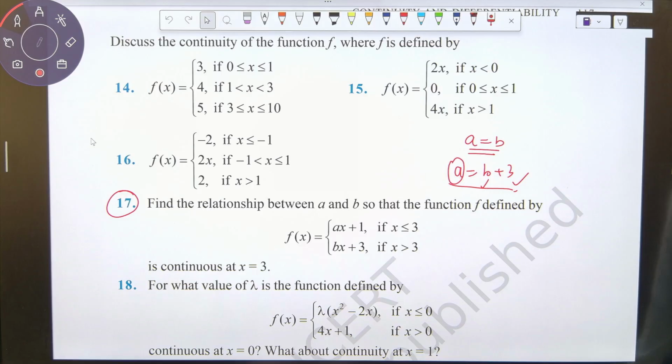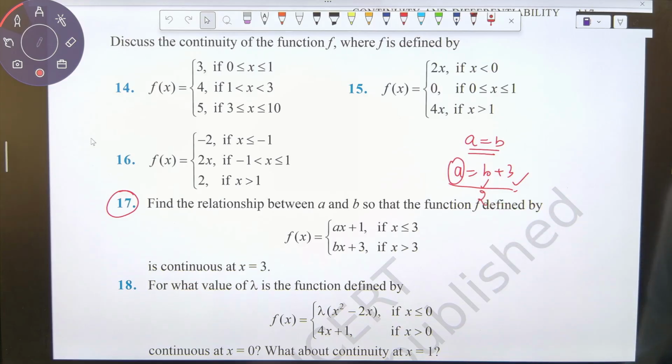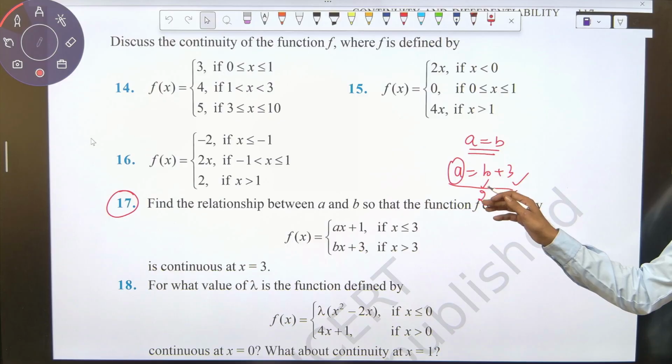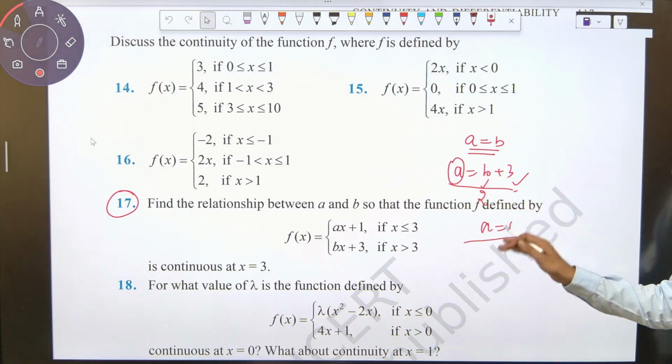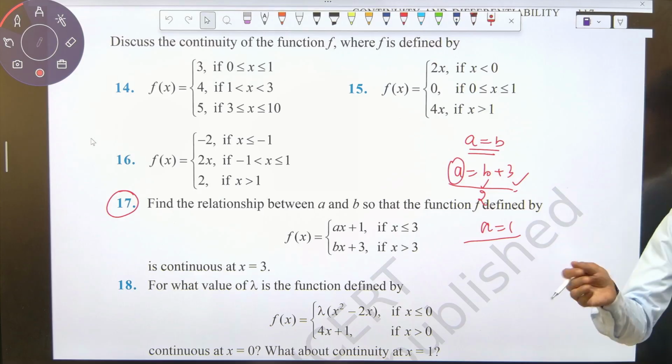Okay? So if B will be 2, what will be A? 5. It means A is 3 more. That is known as relation. And when I get A is equals to 1, it is known as value of A is 1. So there is a difference between relation and finding value.